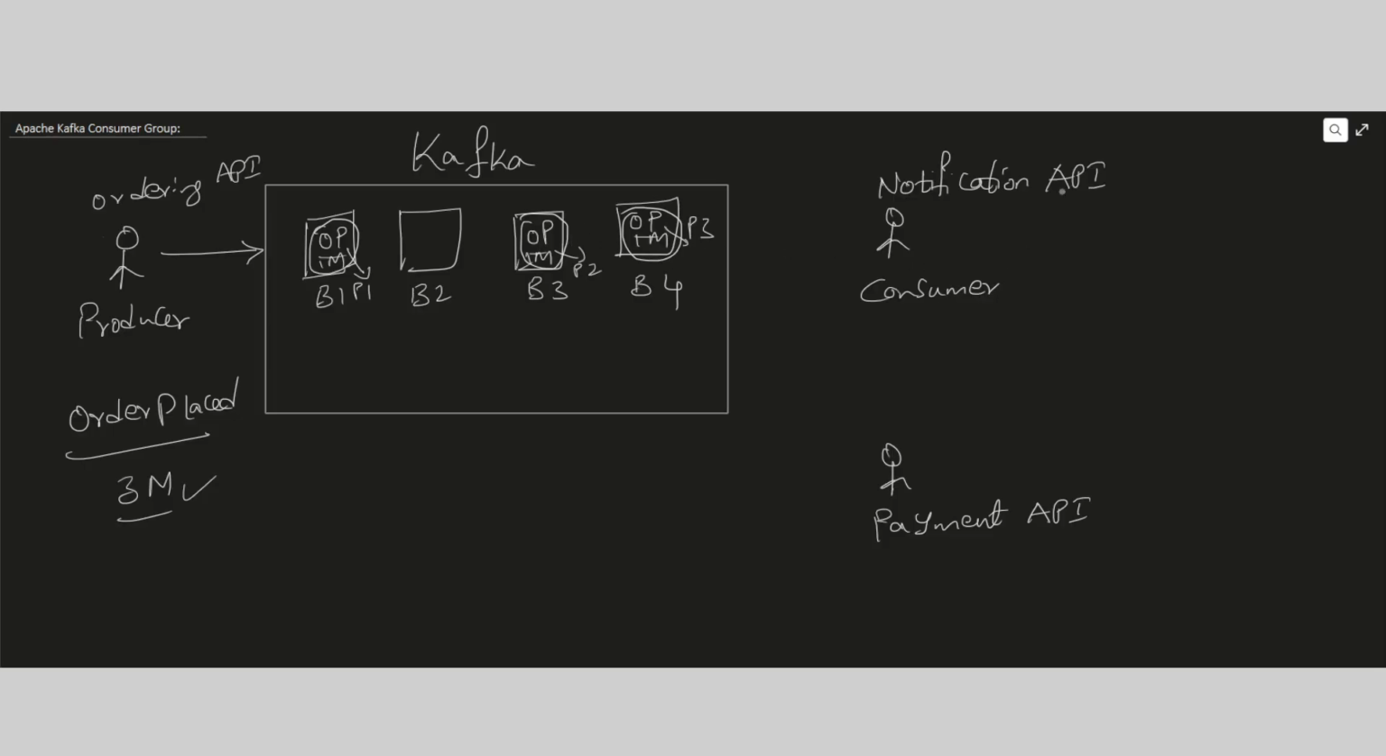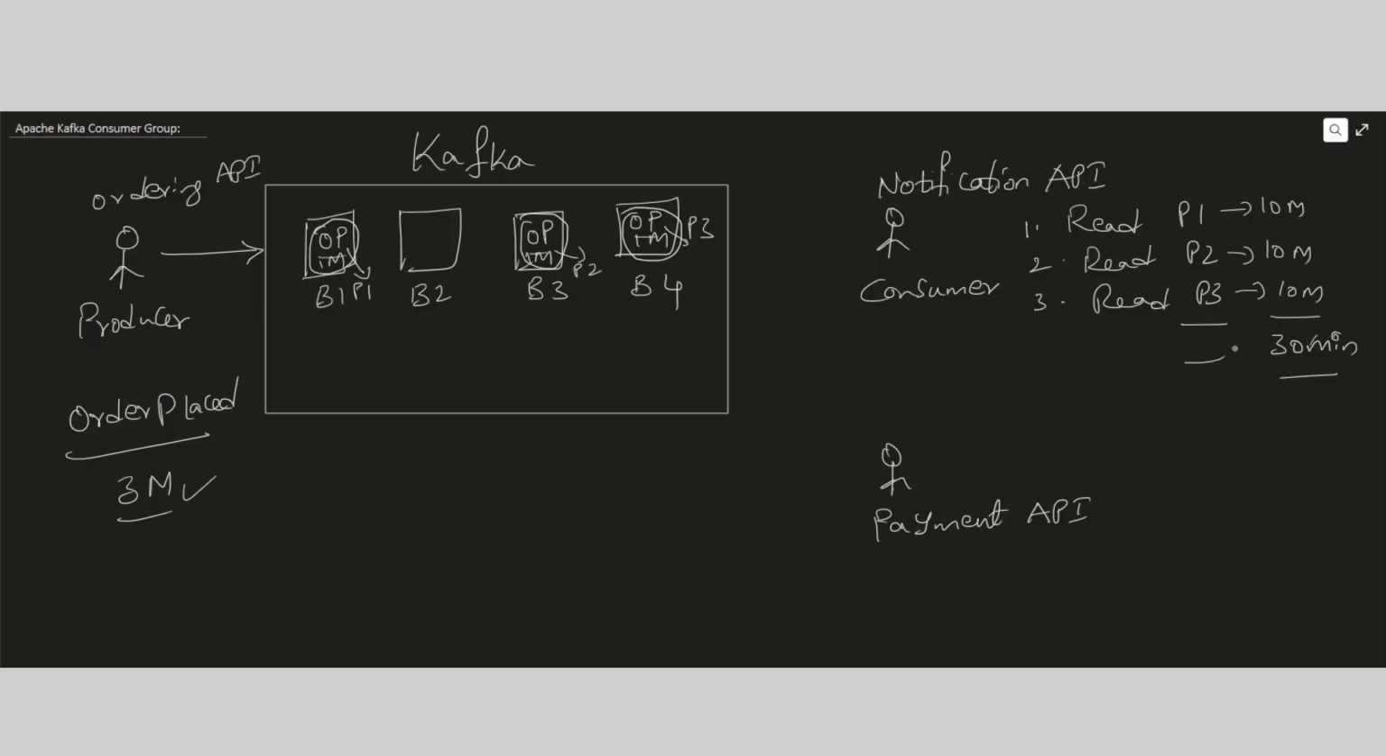Now the notification API has started reading all the messages. What are the steps involved at the notification API? It will first read all the messages from P1, then all the messages from the P2 partition, and then all the messages from the P3 partition. So finally it has read all the 3 million messages for the order placed topic. Let's consider it takes 10 minutes to read all the messages from each partition. In total, it will take 30 minutes to read all the messages from the order placed topic across all the partitions, correct?